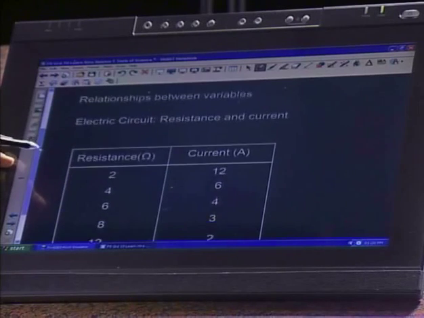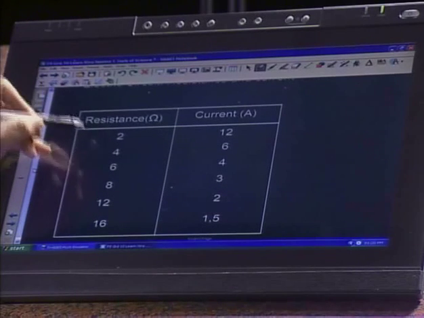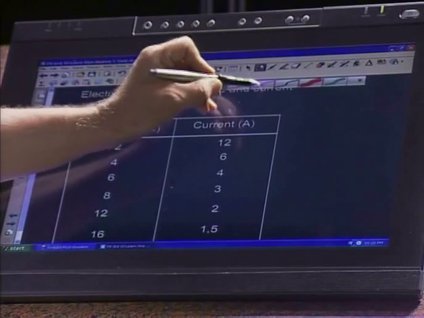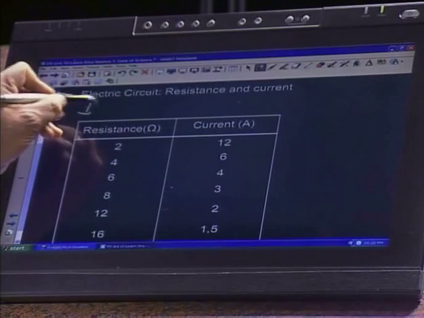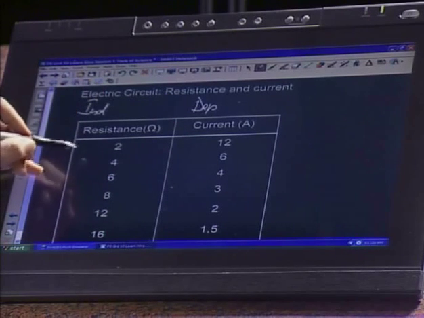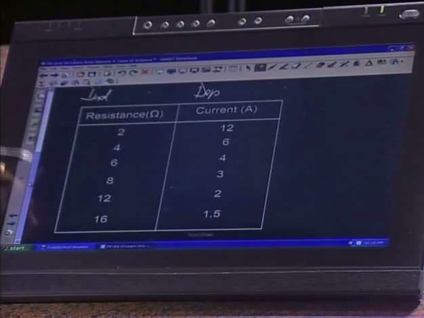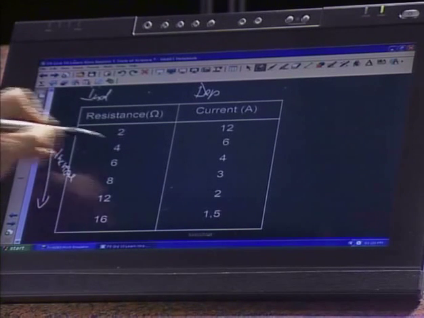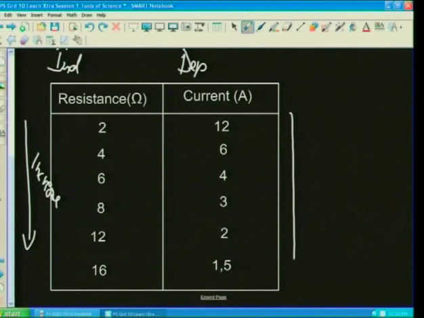And here we go. Electric circuit, resistance and current. Notice here there is a trend. And we're going to say we're controlling the resistance. So this is the independent, and that's your dependent. We're going to control the resistance. What's happening to the resistance? The resistance is increasing. What's happening to the current? Oh, notice here it's decreasing. But that's not a very strong relationship, as the one increases, the other one decreases.